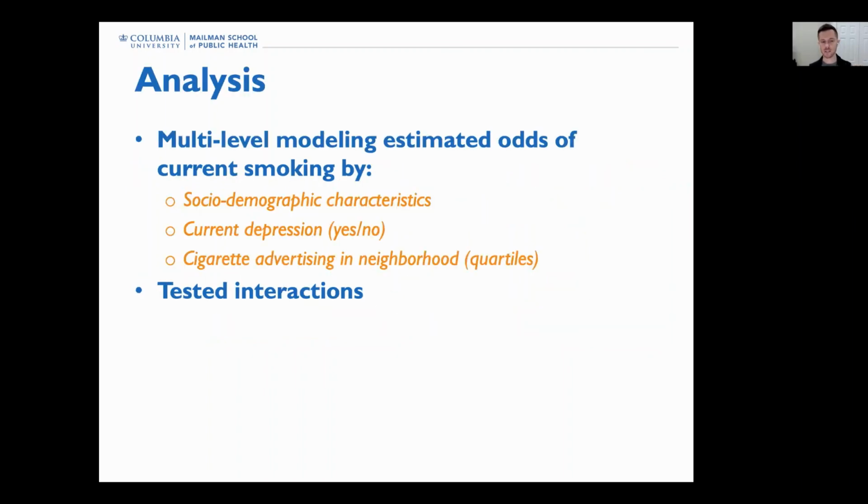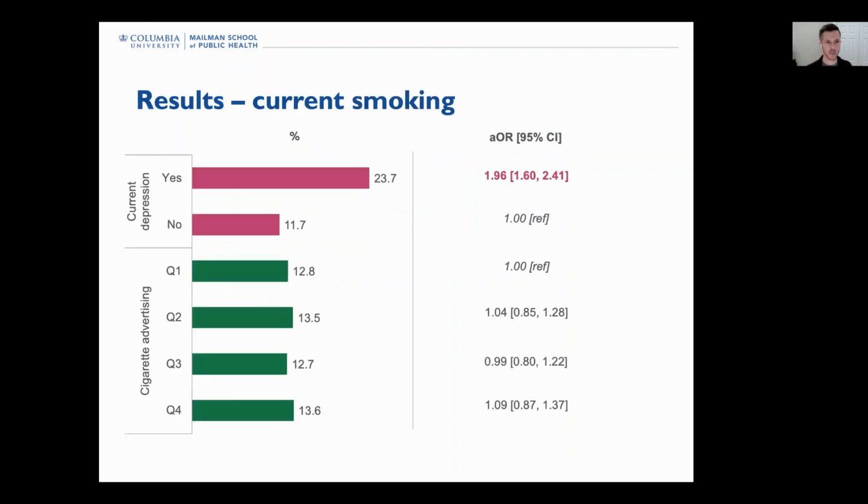So we again used multi-level modeling, which accounted for the fact that individuals were nested within neighborhoods. And we used multi-level modeling to estimate the adjusted odds of whether someone was a current smoker by different sociodemographic characteristics. There was a variable related to current depression that we examined, and obviously cigarette advertising in neighborhoods divided into quartiles. And then we tested the interactions to see if effect modification was present.